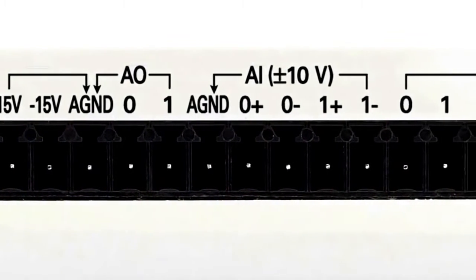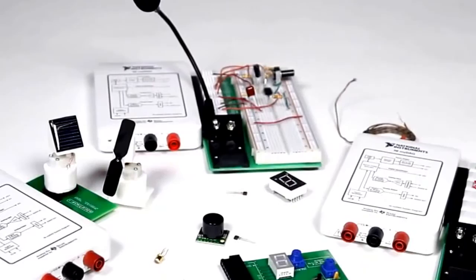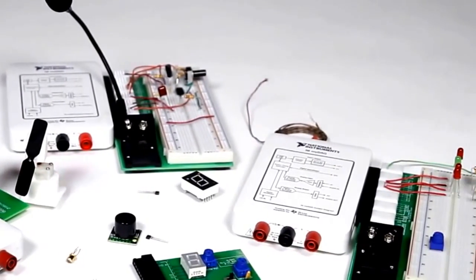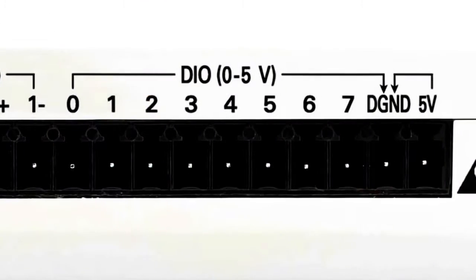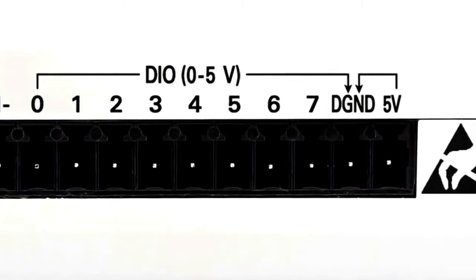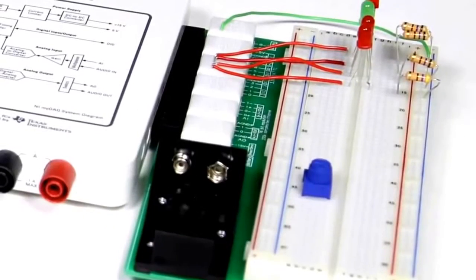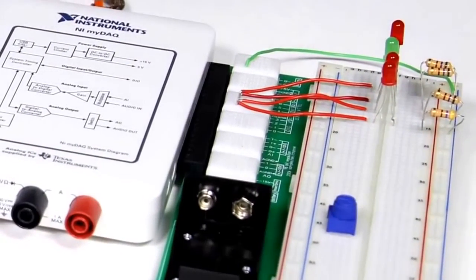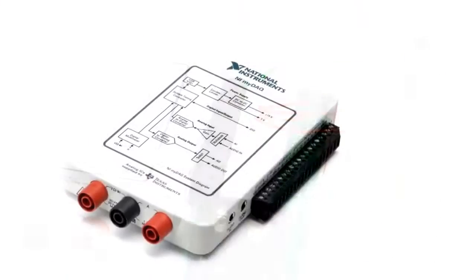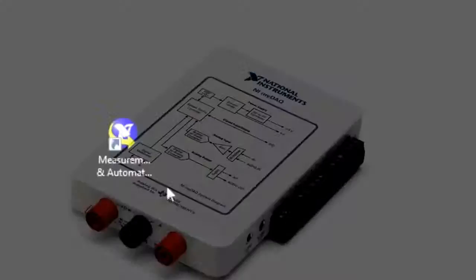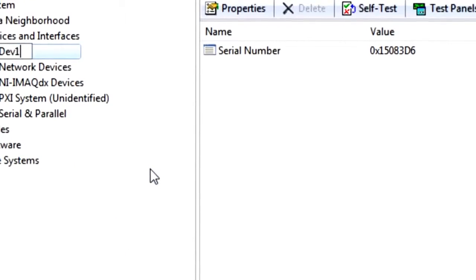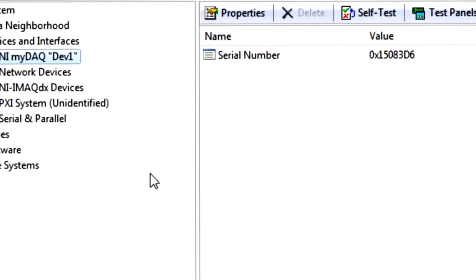You can use the analog inputs to read in sensors like a potentiometer, a brightness sensor, or even an accelerometer for measuring movement. The 8 digital ports on the end allow you to connect to buttons, switches, and LEDs, or light-emitting diodes. You can choose which ports to use as inputs and outputs so you can easily add on-off signals to your MyDAC. If you need to test or configure your MyDAC, use Measurement and Automation Explorer to do things like change the device name.